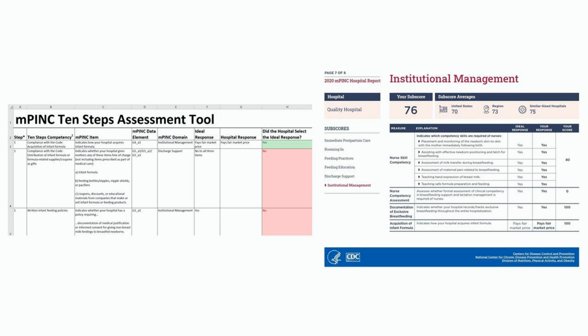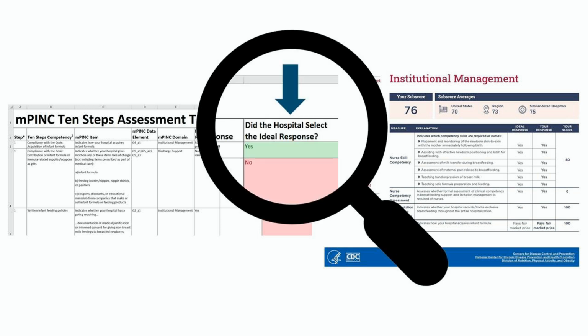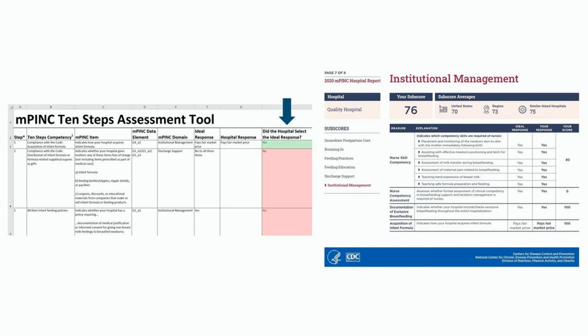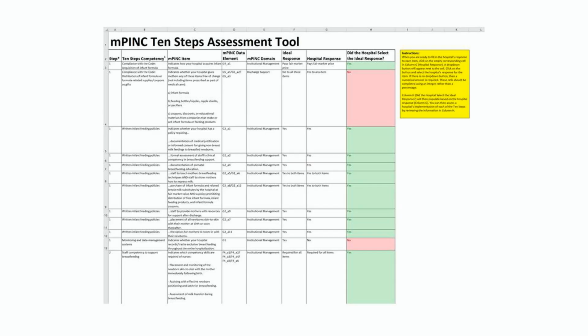Once we enter data in the hospital response column, the information in the next column, did the hospital select the ideal response, will populate. This information will allow us to determine whether the hospital chose the ideal response for that competency. Please note that the final column, did the hospital select the ideal response, will already be filled in with either a yes or no by default. This column will populate to reflect the hospital's alignment with the ideal response once the hospital's response is entered into the previous column. We would continue identifying and entering data for each competency within each step to complete the assessment.